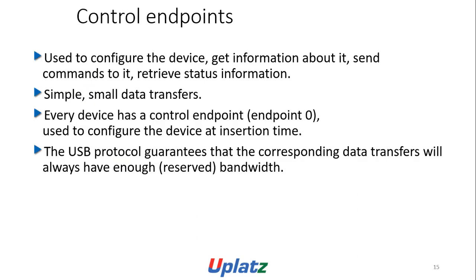Control endpoints are used to configure the device, get information about it, send commands to it, and retrieve information. They are used for simple, small data transfers. Every device has a control endpoint, endpoint 0, used to configure the device at insertion time. The USB protocol guarantees that the corresponding data transfers will always have enough reserved bandwidth.